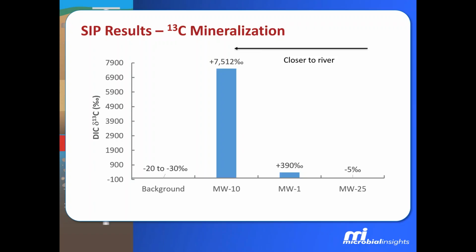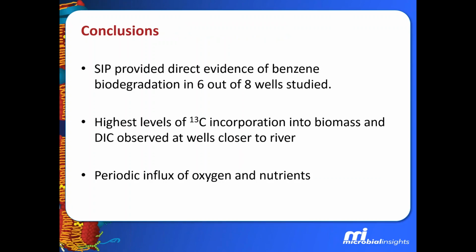If you look at the dissolved inorganic carbon that was recovered from those same biotraps, you see some very similar results. Again, very large numbers for the C13 content of the DIC. If you notice in the far left-hand corner there, minus 20 to minus 30 is a common range for the naturally occurring pool of DIC. So again, there is no mistaking what has happened here. That carbon from that C13 labeled benzene not only has been incorporated into biomass, but also some of that benzene has been totally mineralized to carbon dioxide. And once again, you see as you get closer to the river, you're seeing much more utilization of that benzene.